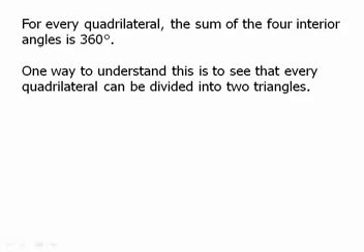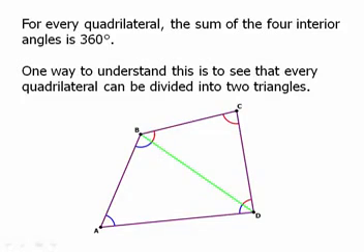One way to understand this is to see that every quadrilateral can be divided into 2 triangles. So here we have a random quadrilateral, and we draw the line from B to D, and we can see we have 2 triangles. In triangle ABD, we have the 3 blue angles. They have to add up to 180. In triangle BCD, we have the 3 red angles. Those have to add up to 180. And really, the angles in the whole quadrilateral, ABCD, that's just the sum of the red angles plus the blue angles. So red plus blue has to equal 180 plus 180. That's 360. So that's why every quadrilateral has a sum of angles of 360.